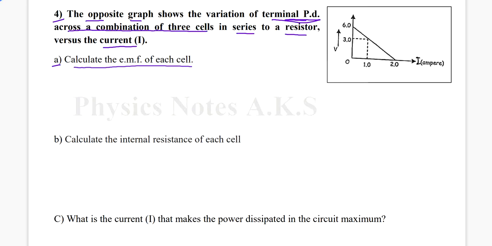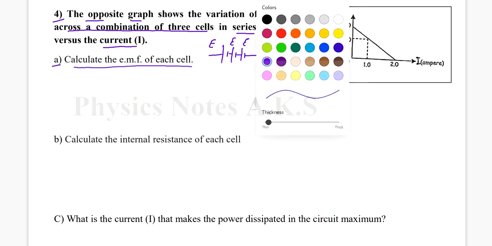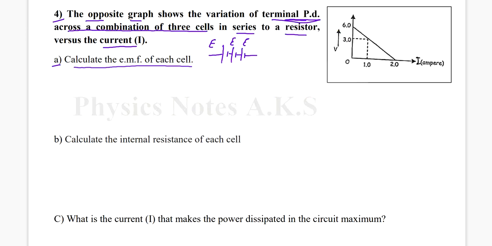Since they are connected in series, I will have 3 cells connected in series. Each one of them will have an electromotive force. Here I have E, here I have E, here I have E. I want the electromotive force. I know that the electromotive force is actually the point of intercept with the voltage axis. You see the line crosses the voltage axis at this point with the 6 volts.